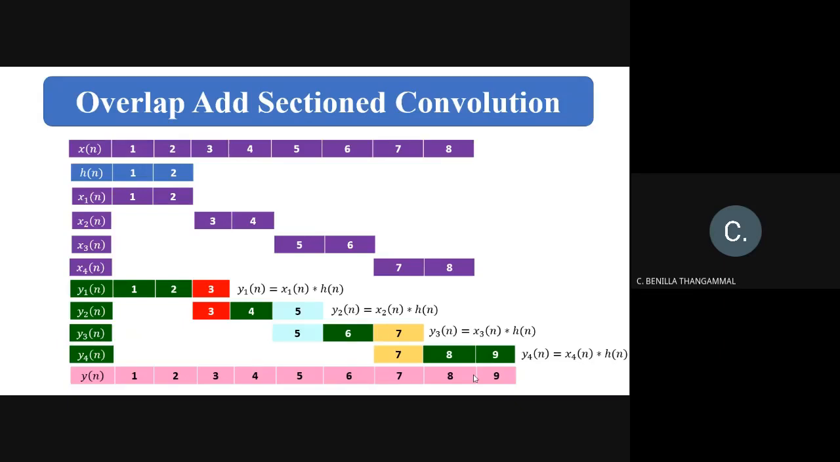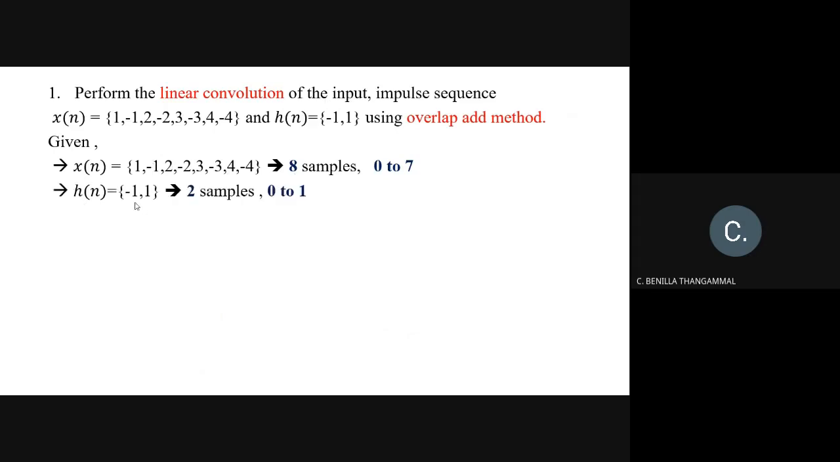So we'll solve one problem in this one. To perform the linear convolution of the input sequences x of n equal to 1, minus 1, 2, minus 2, 3, minus 3, 4, minus 4, and h of n equal to minus 1, 1 using the overlap add method. First we have to study the inputs given in the problem. So x of n has 1, minus 1, 2, minus 2, 3, minus 3, 4, minus 4, 8 samples, and the time period will be 0 to 7. Again, your h of n is minus 1, 1, 2 samples, and it's going to have 0 to 1.